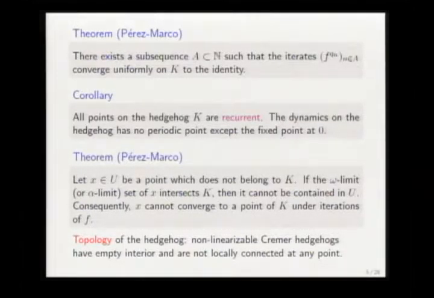All right. A little bit about the topology of the hedgehog. Non-linearizable Cremer hedgehogs are not locally connected at any point, so the topology is rather bad, and they have empty interior. But they're not really like a bouquet of Cantor sets or Cantor lines. They're more complicated than that.